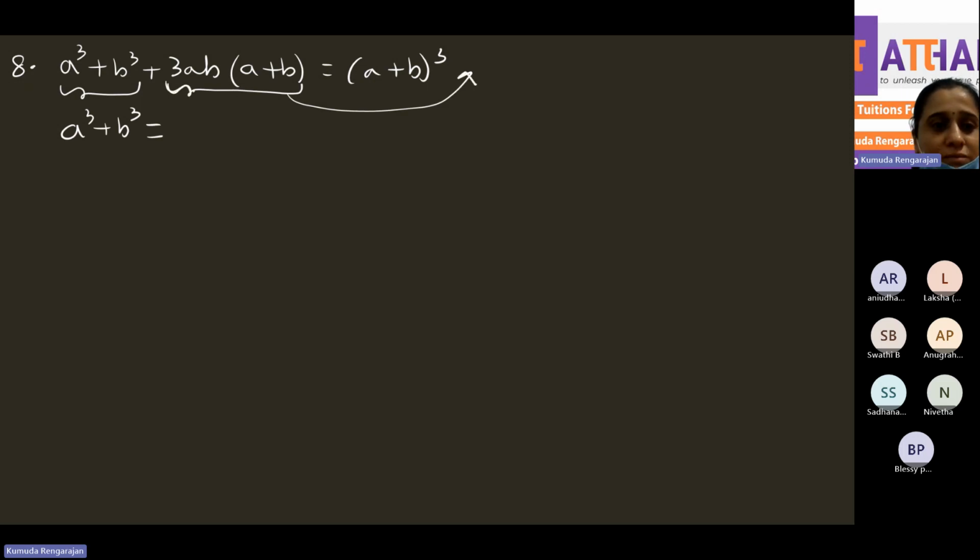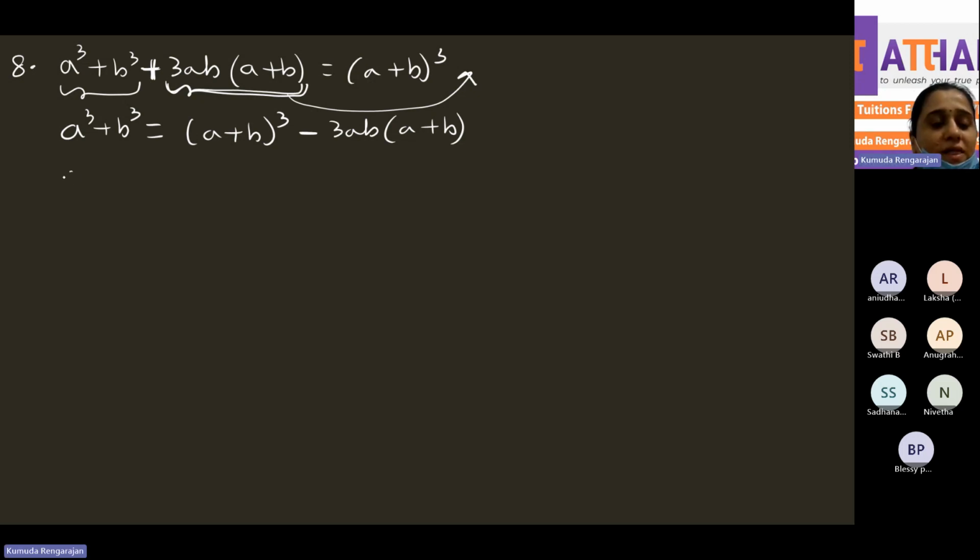Now this is one term preceded by a plus sign. So when you transpose that, it will be a plus b the whole cube. 3ab into a plus b will come to the other side. It had a plus sign, now it becomes minus. A cube plus b cube is equal to a plus b the whole cube minus 3ab into a plus b.